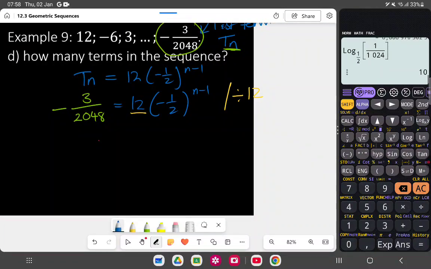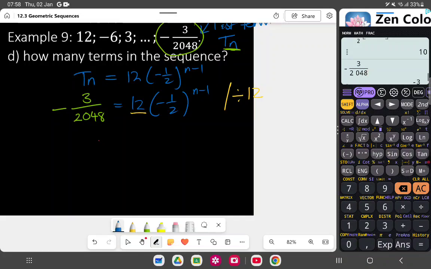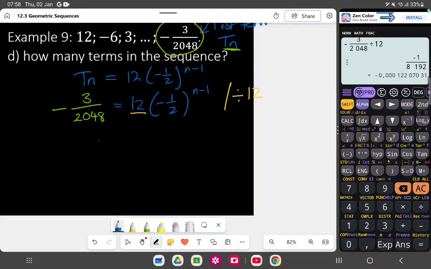This means that we're going to say on our calculator, negative 3 over 2048, move to the right, divided by 12, and that gives us negative 1 over 8192. That is equal to negative 1 over 2 to the n minus 1.